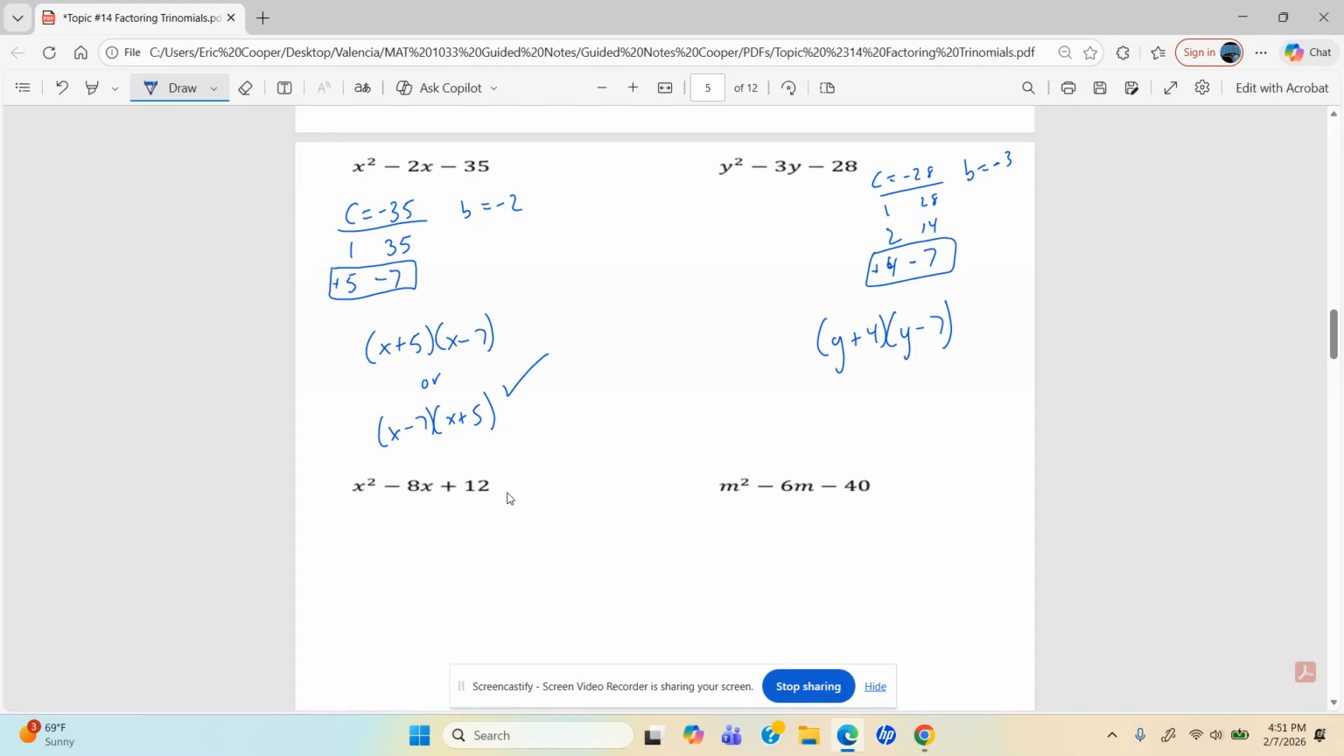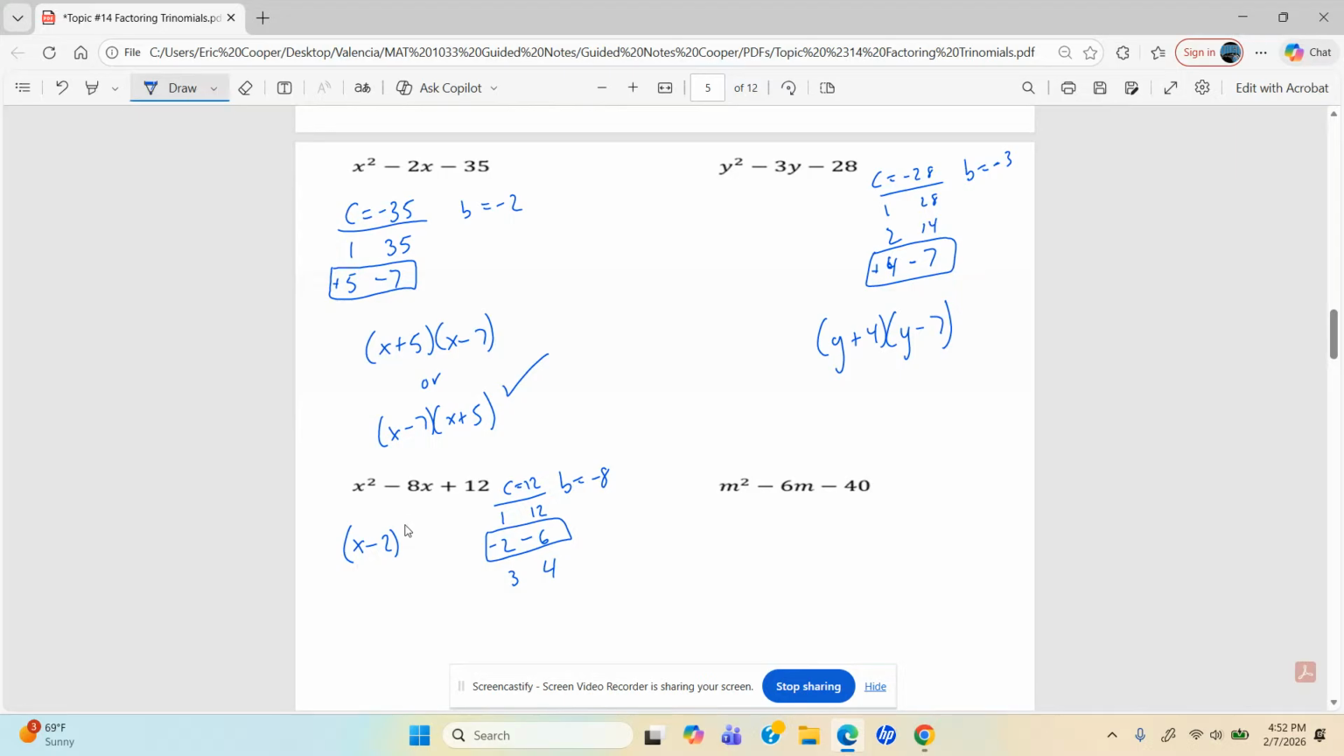Same thing down here. C is 12. B is negative 8. I've got to find two numbers that multiply to positive 12 and add to negative 8. I've got 1 and 12, 2 and 6, 3 and 4. The only pair that can get me to an 8 is 2 and 6. I have to multiply to make it positive, which means both the signs have to be the same. But the only way I'm going to make this a negative 8 is if both of these are negative. Negative 2 minus 6 is negative 8. Negative 2 times negative 6 is positive 12.